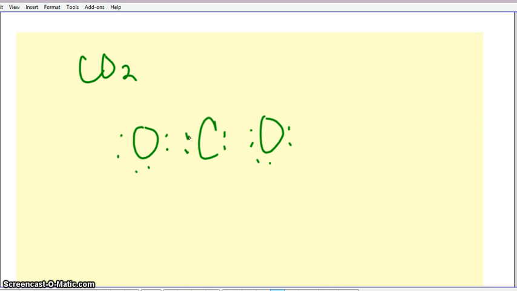So I'm looking at this and I'm like, okay, well, oxygen has 6, so it needs 2 more to share to be full, fat, and happy. And carbon needs 4. So what can we do to get them full, fat, and happy? Oh, okay, so they can share these two, share these two. So what happens is at times, both of these will be over here. At times, both of these will be over here.